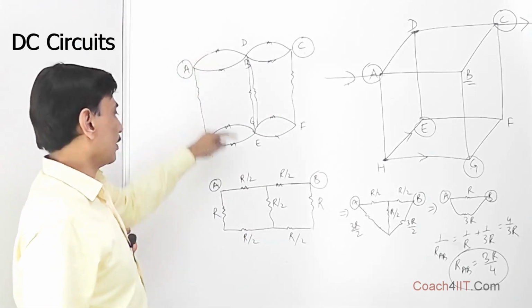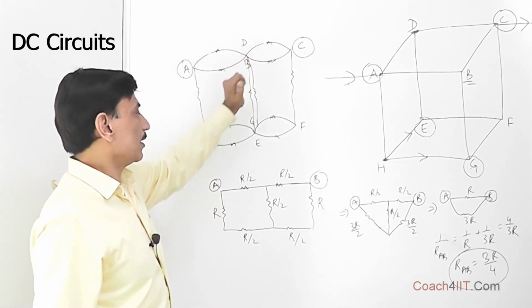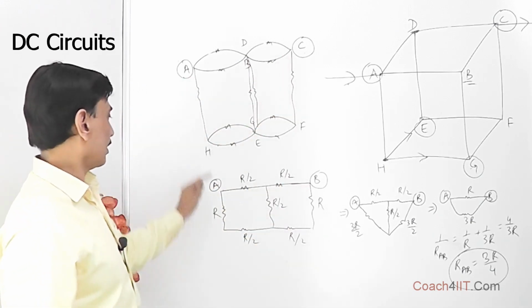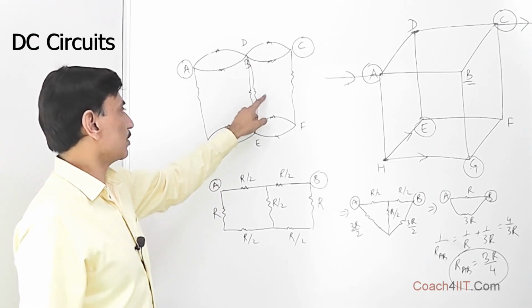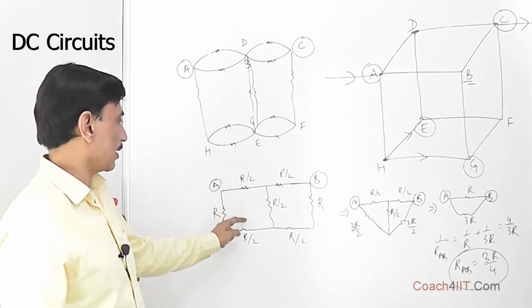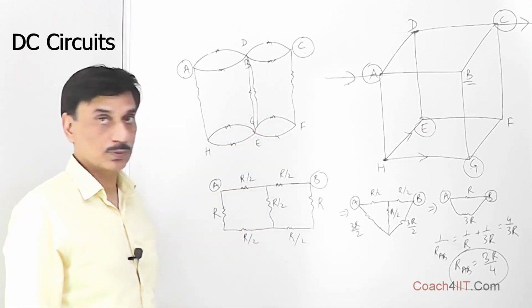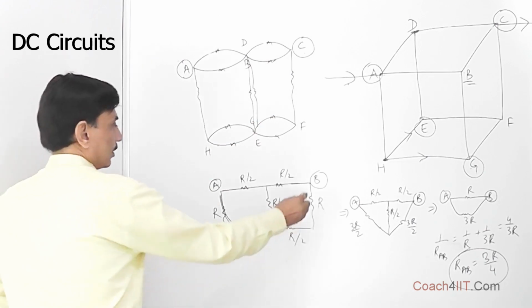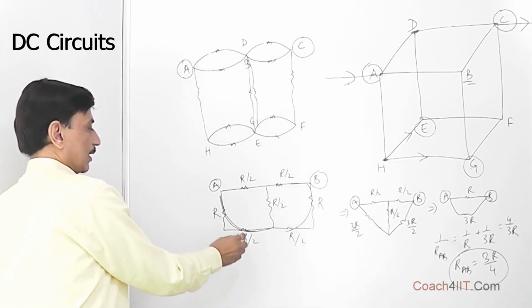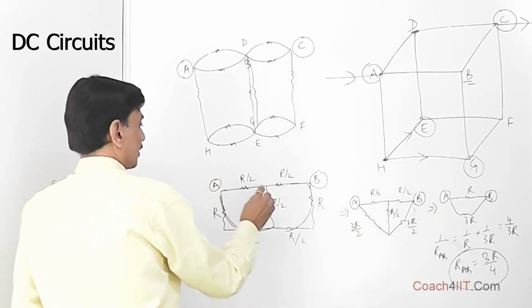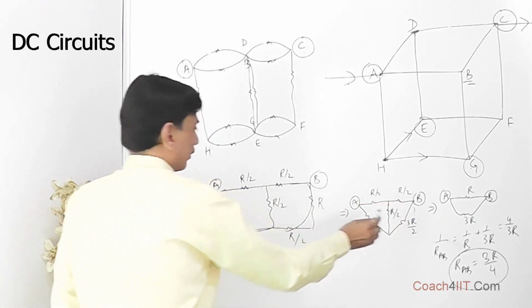R and R are parallel, so that makes R by 2. This and this are parallel, that makes R by 2. This is R and R. These two resistors are parallel, so that makes R by 2. The same thing goes for these two resistors, R by 2, and for these resistors, R by 2. R by 2 and R by 2 are now in series. R plus R by 2 makes 3R by 2, and this also makes 3R by 2. This is R by 2, this is R by 2, and this is R by 2.